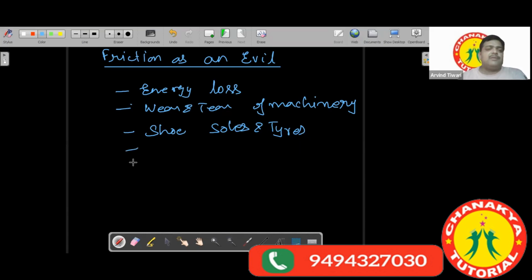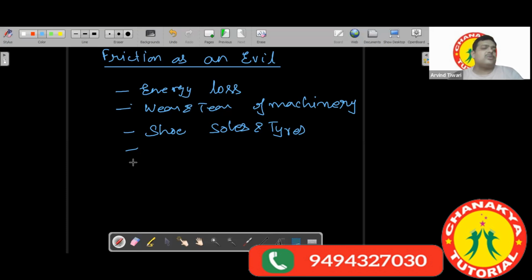Can you tell me any other example where friction harms us? See, friction is always opposing motion. Had there not been any friction, your vehicle would not use that petrol. So it is energy loss. You would be able to move as long as possible without any stoppage.